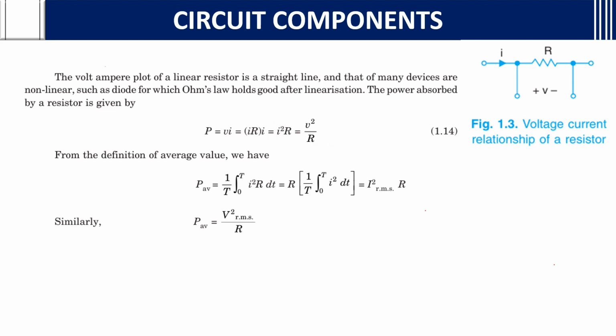Then from the definition of average value, we have P average is equal to 1 by T integral 0 to T of I squared R dt, which is R, taken outside, integral 0 to T of I squared dt. This is nothing but I squared RMS into R. P average is equal to V squared RMS by R. These two are also important.